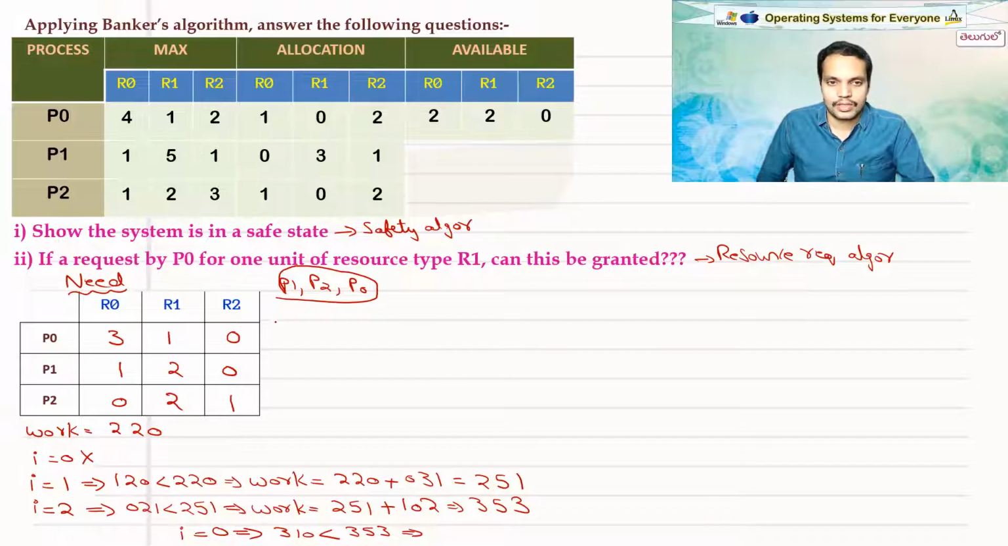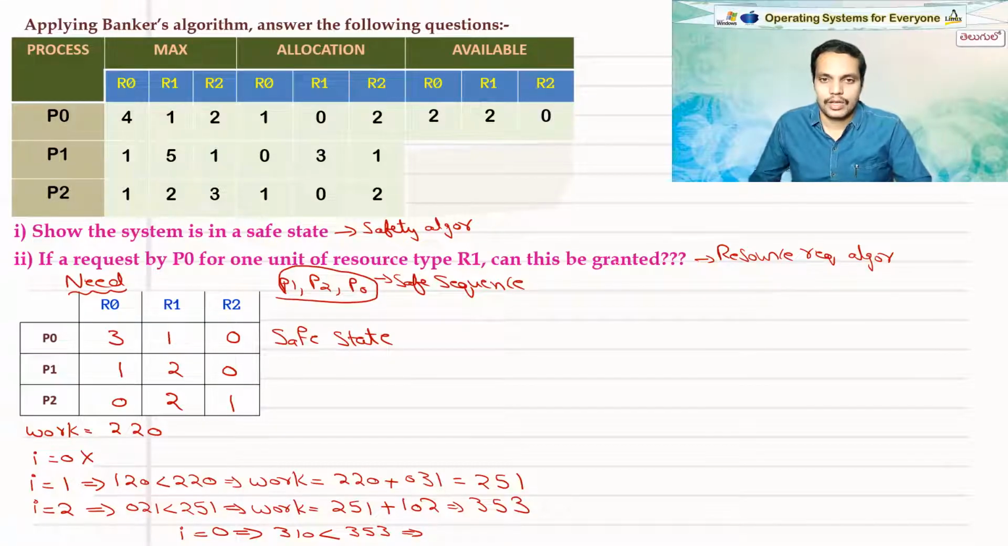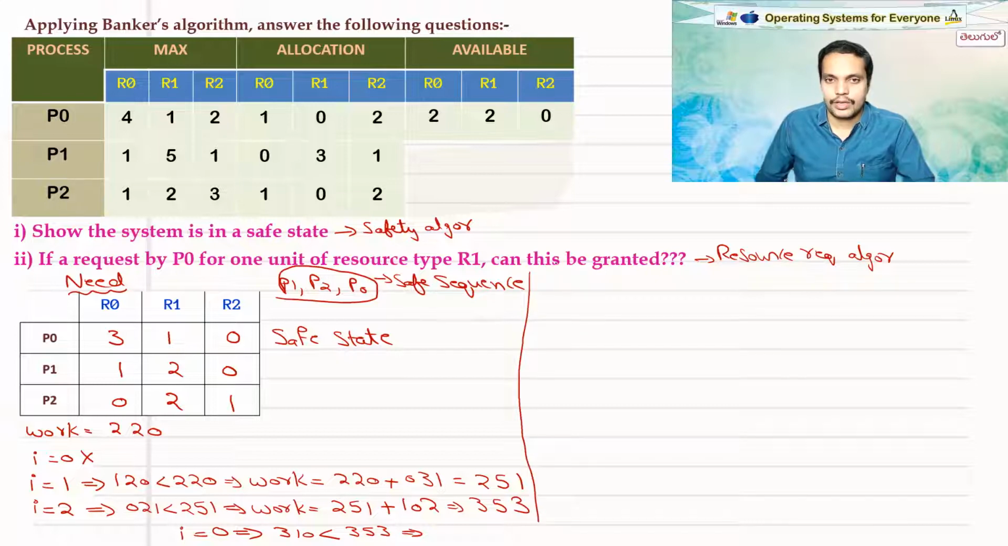Now I say that this is in a safe state because there exists a safe sequence. This is my safe sequence. What about the next question? If a request by P0 for 1 unit of resource type R1, that means request, let me write down here, just draw a line. So I have to invoke the resource request algorithm.